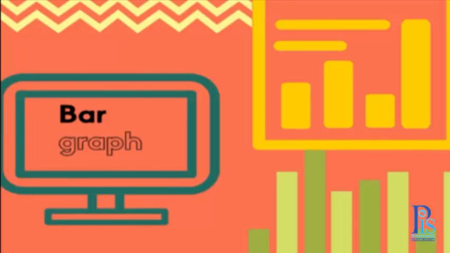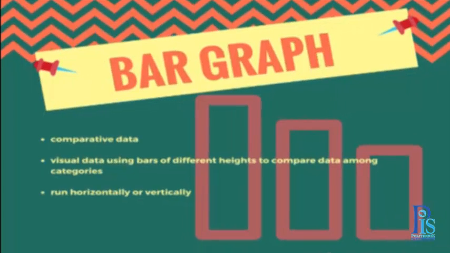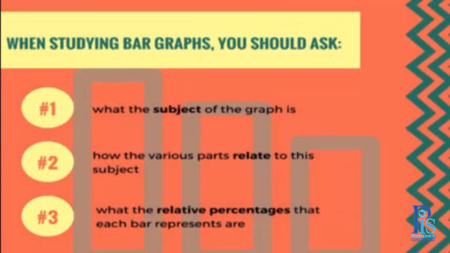What is a bar graph? Basically, you can imagine a graph that consists of bars on it. If you have comparative data that you would like to represent through a chart, then a bar graph would be the best option. This type of graph is one of the more familiar options as it is easy to interpret. Bar graphs show visual data using bars of different heights to compare data among categories. They may run horizontally or vertically.